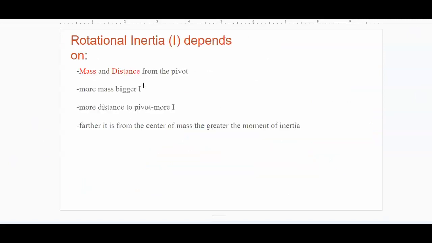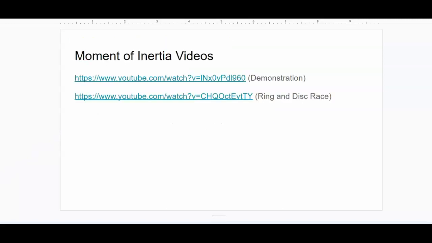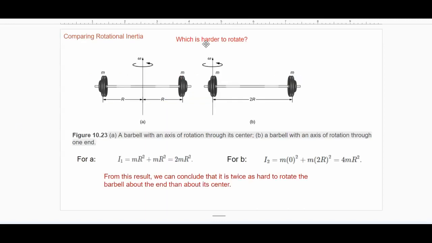This is just kind of like a fact slide about moment of inertia, or as it says in the notes, rotational inertia, it's the same thing. I will put some links to some videos so you can see visually what moment of inertia looks like. But if you take a look at the slide here, we have two weights on a barbell. If you want to calculate the moment of inertia, it depends on where the pivot point is.